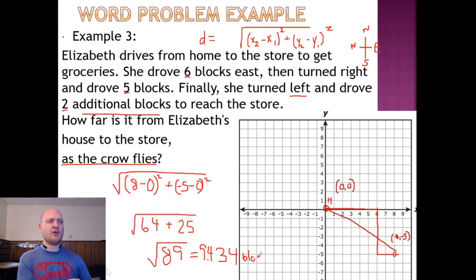I would want a little bit more information in this problem. If I was truly testing with this question, I would have to include a little bit more information, perhaps saying rounded to the nearest whole block, or rounded to the nearest hundredth of a block. But because I'm not given any of that information, I'm going to be more specific, just because I'd rather have more information than not enough. And that's it. That's my answer. I'm leaving it at 9.434 blocks as a distance between the house and the grocery store.